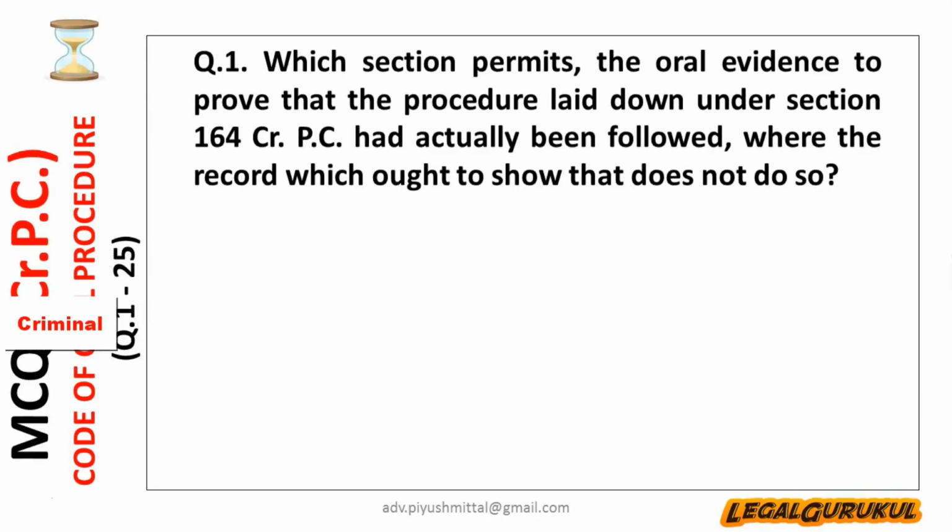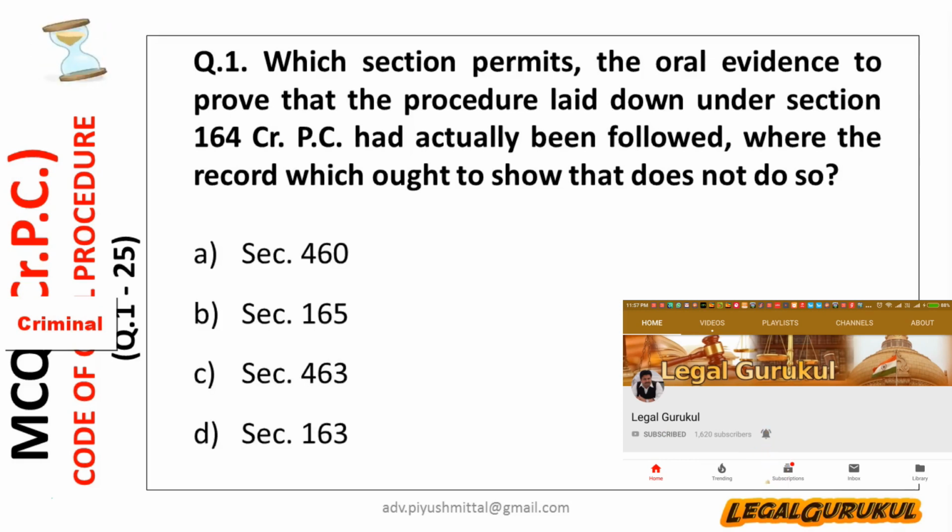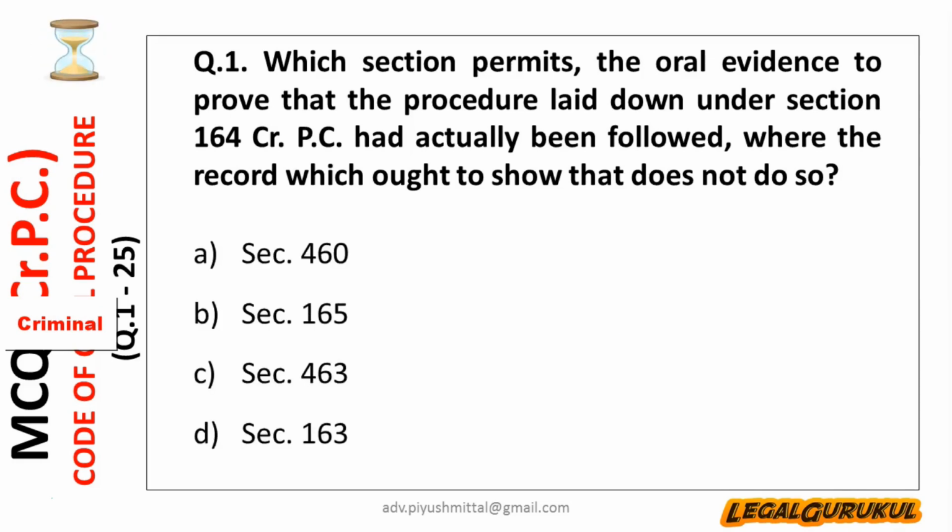Question number 1. Which section permits the oral evidence to prove that the procedure laid down under section 164 CrPC had actually been followed, where the record which ought to show that does not do so? And the options are: option A, section 460, B, section 165, C, section 463, and D, section 163. And the correct answer is section 463, option C.